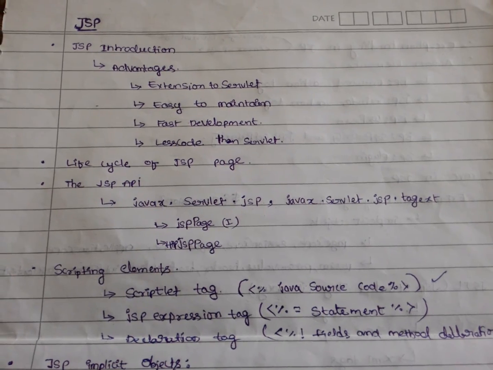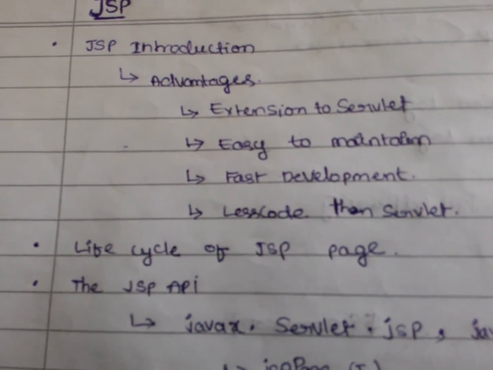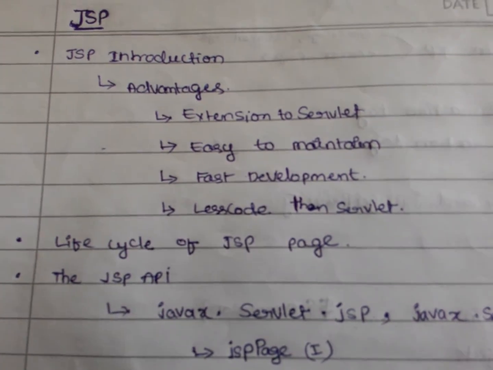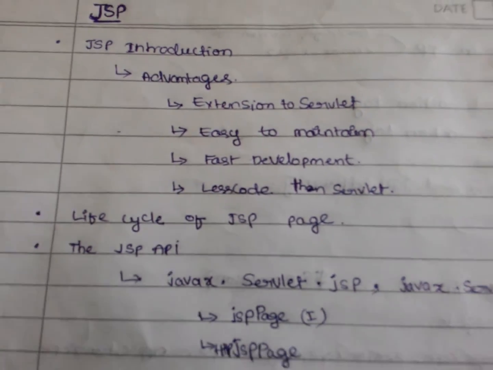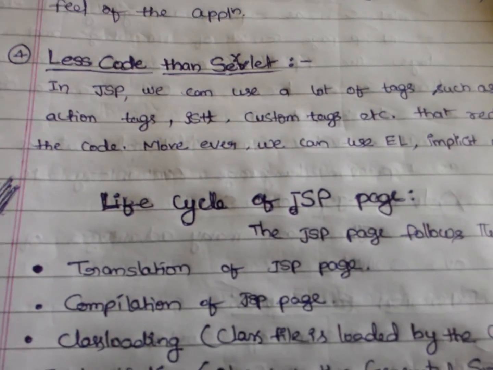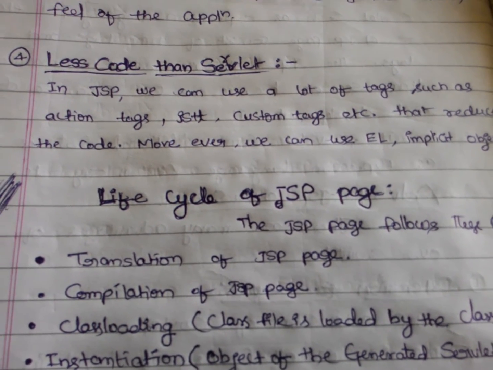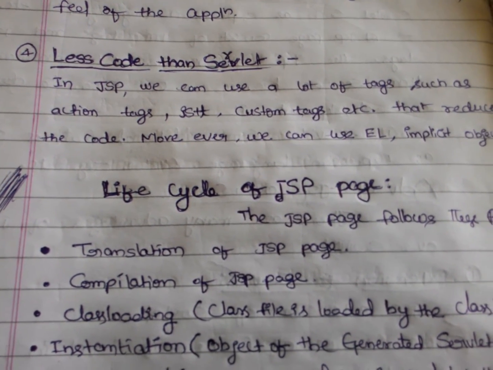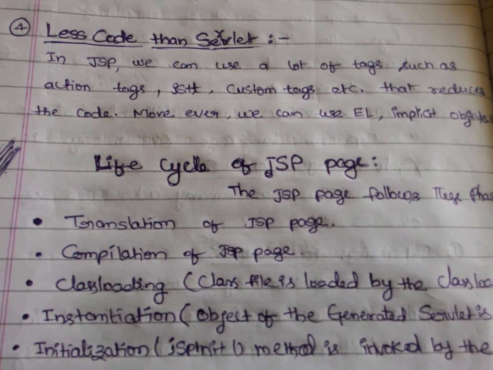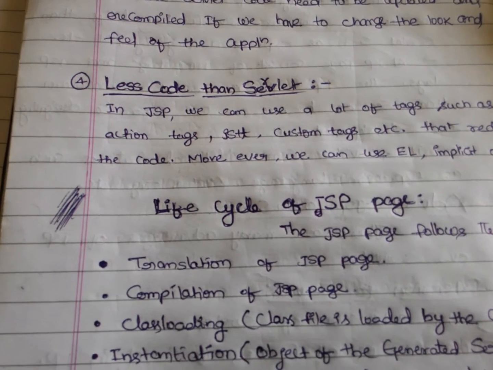In this video, I would like to explain the life cycle of a JSP page. In a JSP page, we have 7 phases. We'll see them one by one.